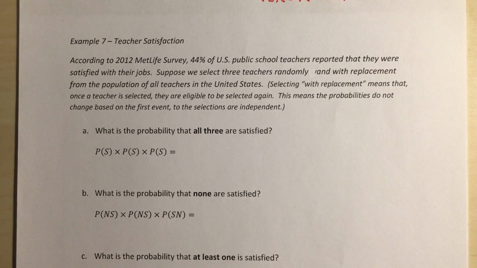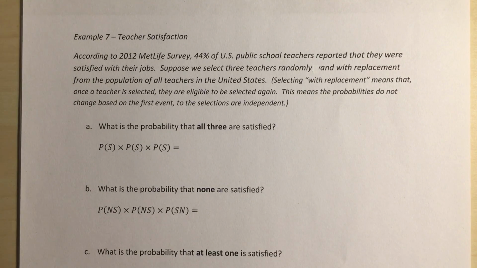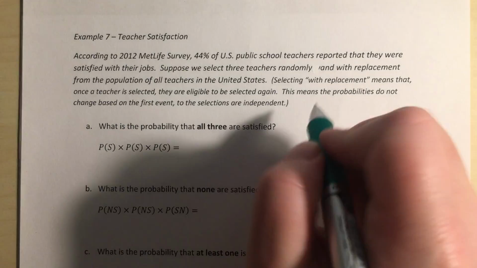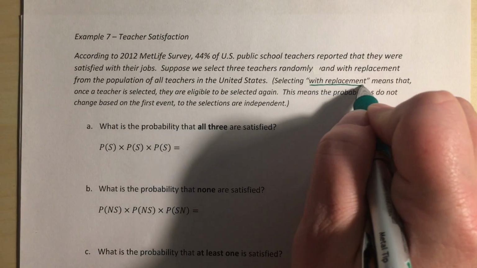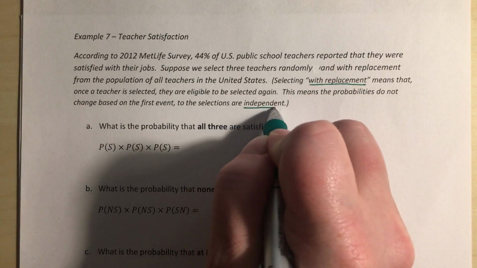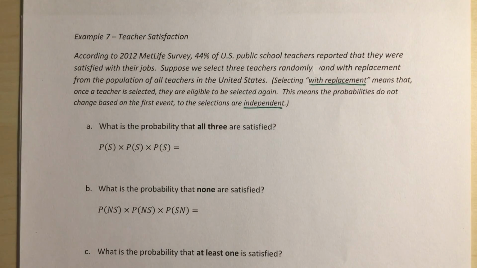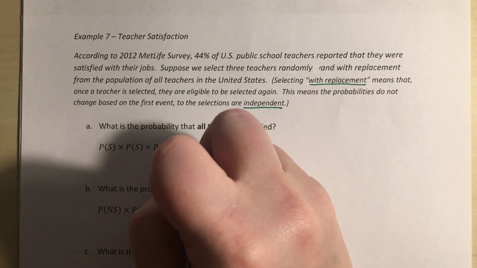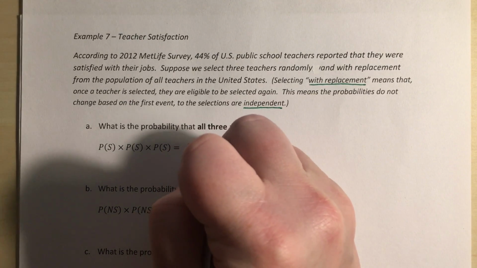Selecting with replacement means that once a teacher is selected, they are eligible to be selected again. This means that probabilities do not change based on the first event, so the selections are independent. So if we see with replacement, that means that we are dealing with independent events, which means we can use our multiplication rule. So what is the probability that all 3 are satisfied? Okay. So we're going to take our probabilities and multiply them together.